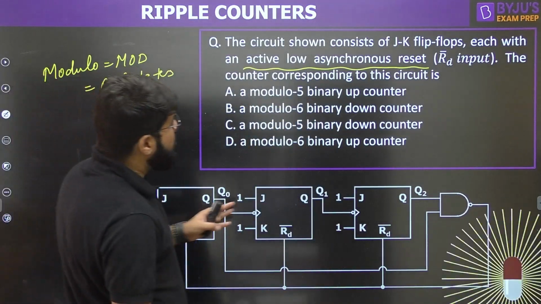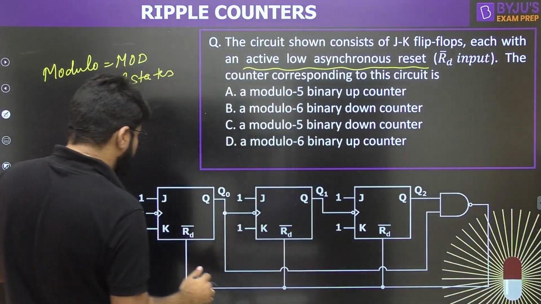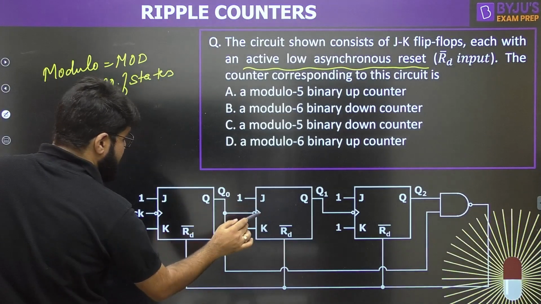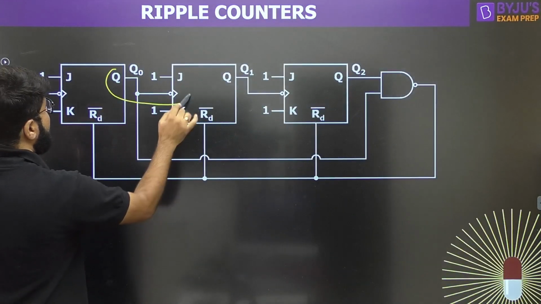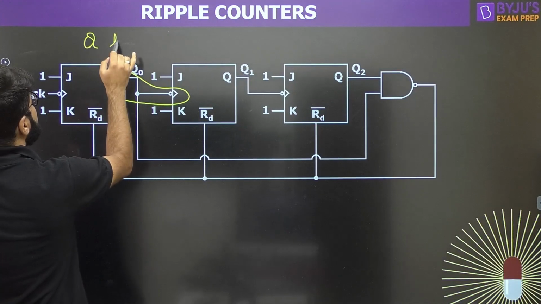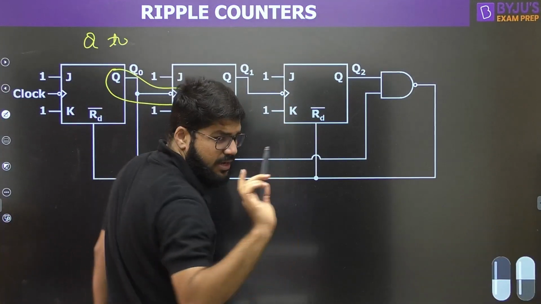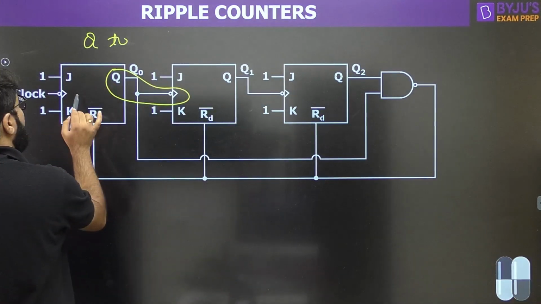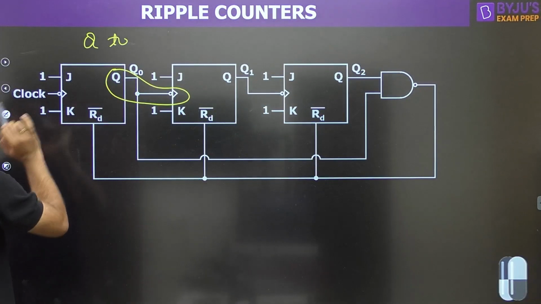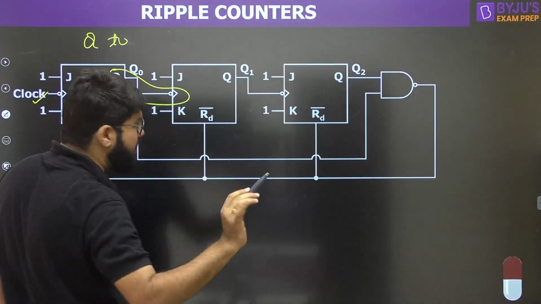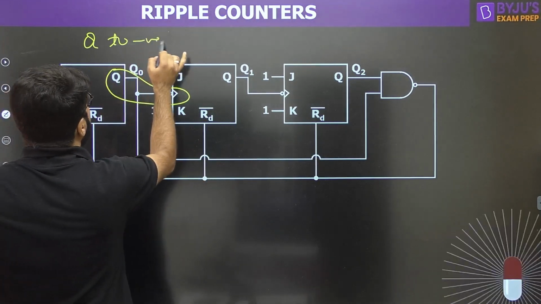So what is the number of states? Have a look at the connection, guys. All the flip-flops are in toggle mode. All JK are 1. The clock is coming to the LSB flip-flop Q0, so it is a ripple counter. The connection is Q to negative edge.